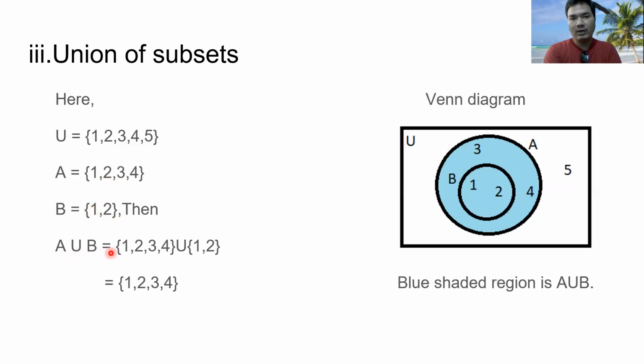Then A union B, how to find? A is 1, 2, 3, 4. B is 1, 2 only. And when you combine them, 1, 2, 3, 4 will come. Here, for the set A and the set B, all elements of set B lie in set A.